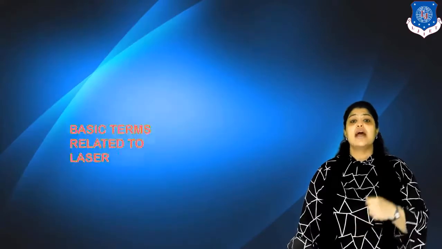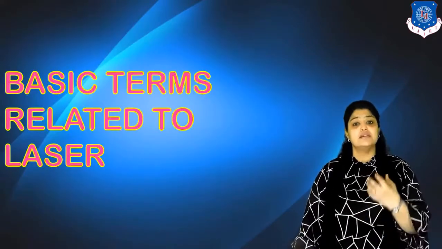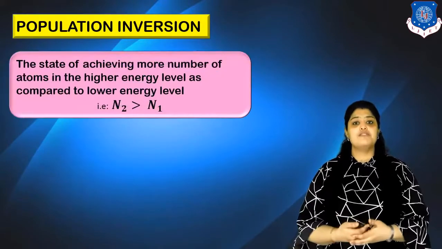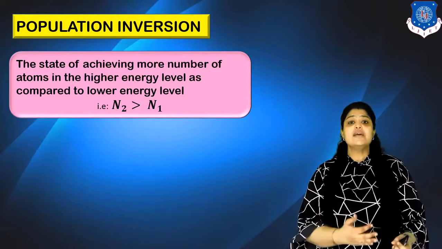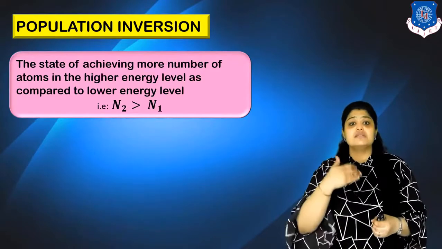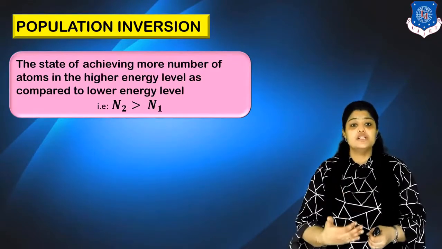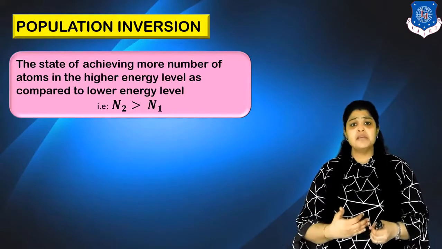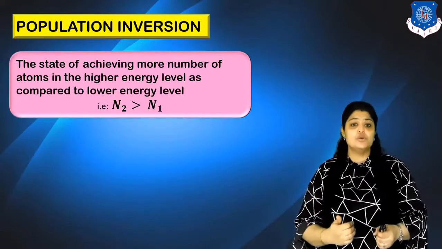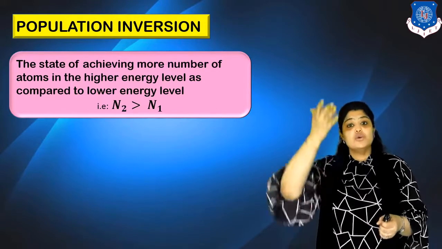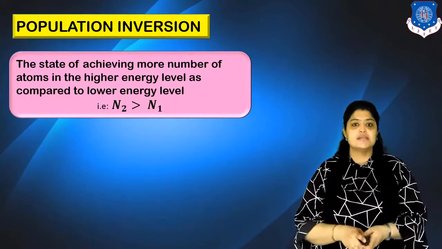So now I'm going to start with the basic terms which are related to laser. Starting with the first one, I have population inversion. What does this mean? Just now I said that we should increase stimulated emission if we want to achieve laser. That means we should have more number of atoms in the higher state as compared to lower state. How will these atoms go to the higher state? If you provide external energy.